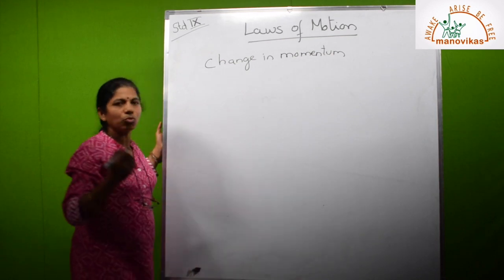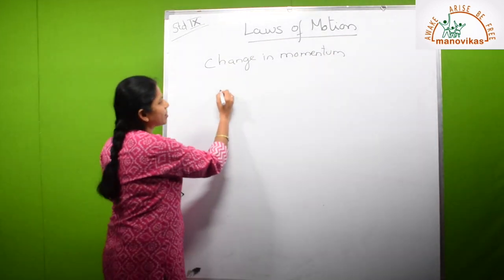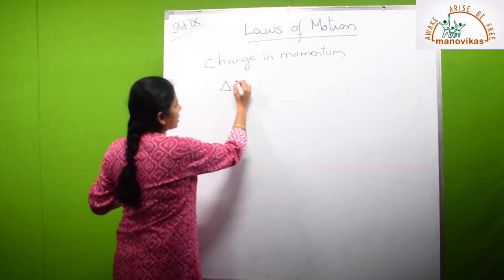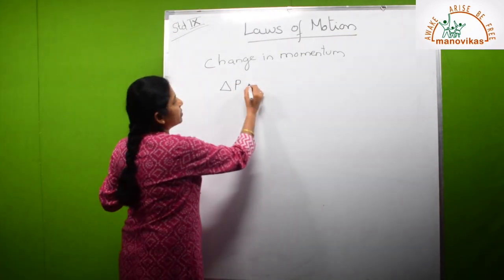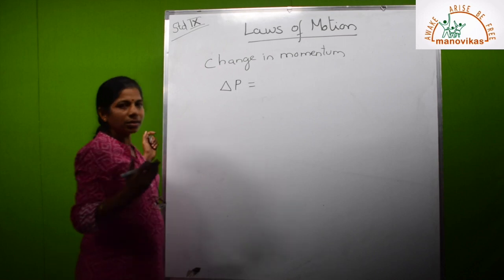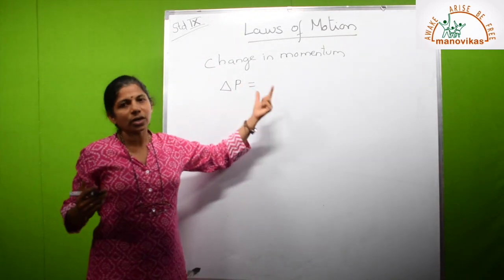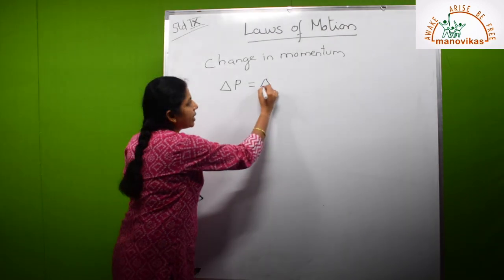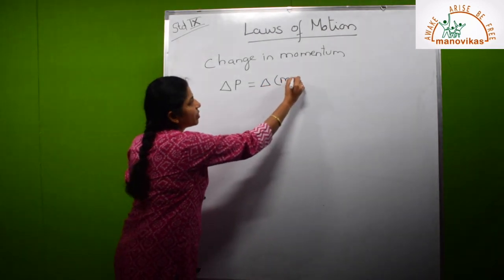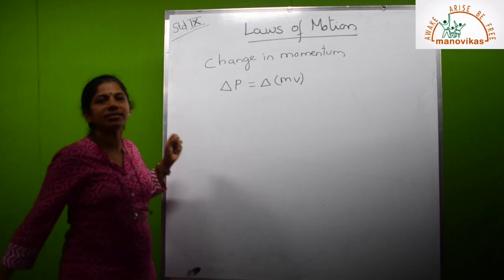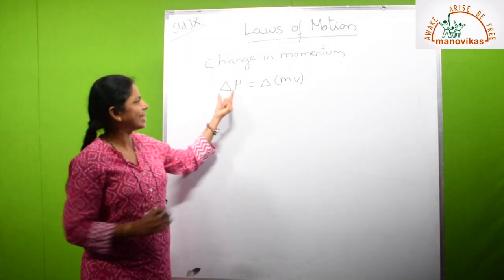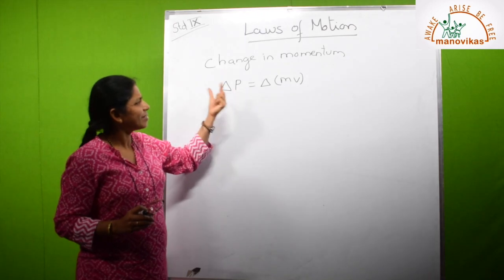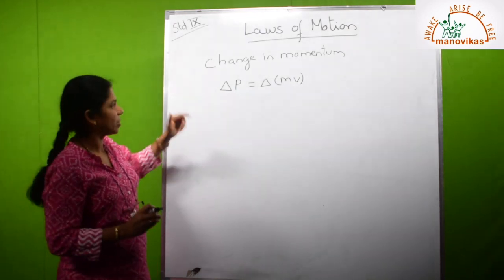Now this change in momentum, a small change in momentum, is denoted by delta P, which is equal to... now you will have already learned that momentum is the product of mass and velocity. So I can say it is delta times mv, where m is the mass and v is the velocity. Now what is this delta? Delta means that there is a small change that is taking place, right?